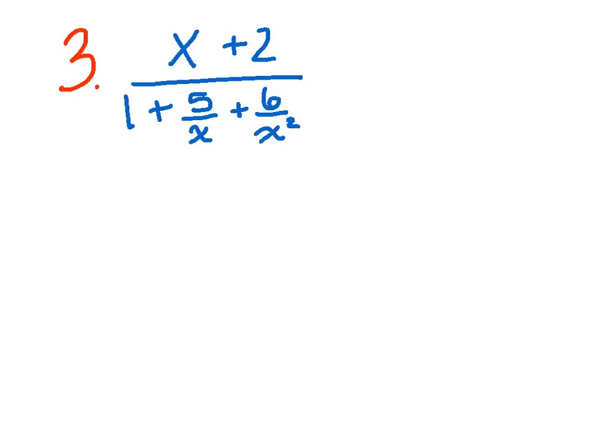I've got x plus 2 over 1 plus 5x plus 6x squared. So you can see this complex fraction. I've got this main fraction, and then I have these fractions sitting inside of it. So again, that's why it's called a complex fraction.